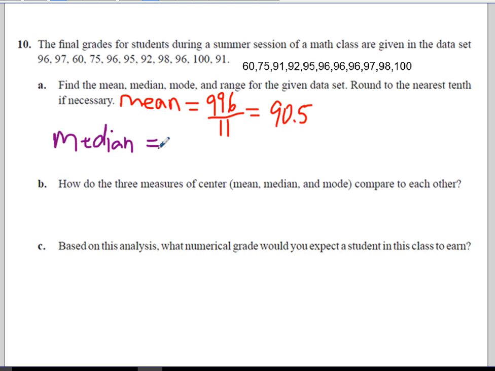Our median, since there's 11 numbers, we are going to use one of the data points. And so for 11, there's going to be 5 on either side. So it's going to be that 6th number that we need, which is going to give us a 96. And then the mode, our most often, is the same because that one appears 3 times in our list.